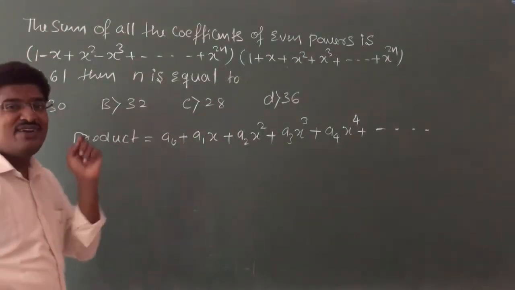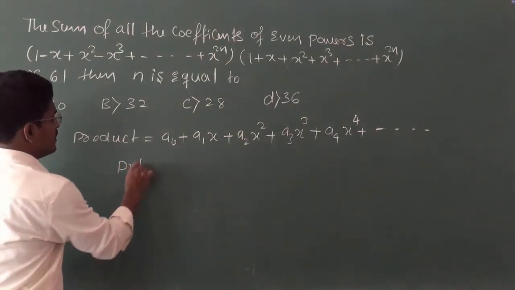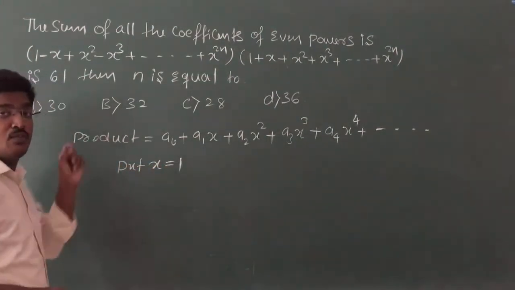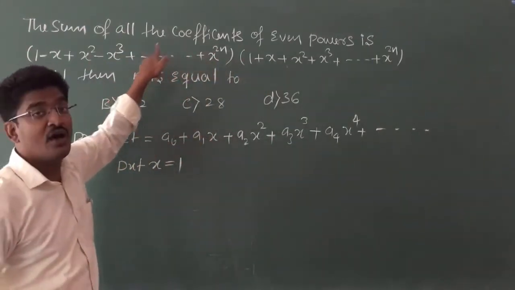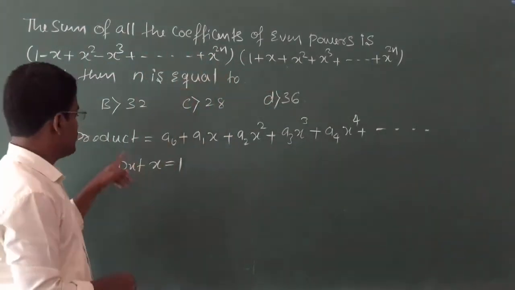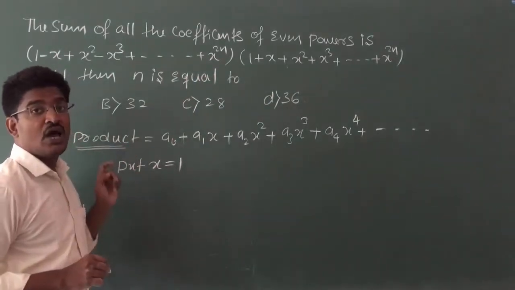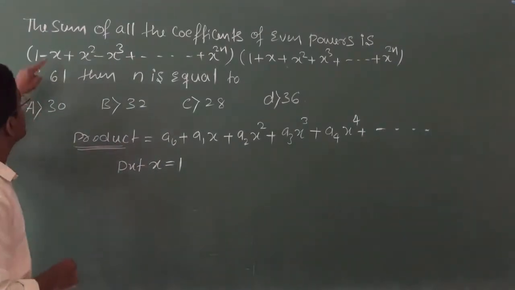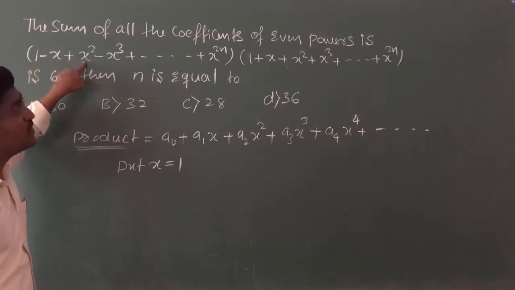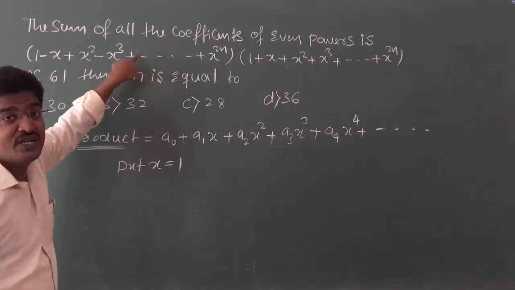So now I will use the trial and error method. That is, put x equal to 1 in this. Are you getting my point? That means I will put x equal to 1 and I will calculate the product. If I put x equal to 1 here and 1 here, plus 1 minus 1 will get cancelled. Here it will be minus 1. Next there will be plus 1, it will be cancelled.